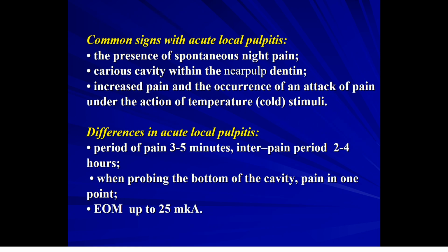Common signs with acute local pulpitis: the presence of spontaneous night pain, a carious cavity within the near-pulp dentin, increased pain and the occurrence of an attack of pain under the action of temperature, for example, cold stimuli. And what about differences in acute local pulpitis? The period of pain will be 3 to 5 minutes, the interpain period just about 2 to 4 hours. When probing the bottom of the cavity, there is pain at one point. Electroodontometry is up to 25 microamperes.